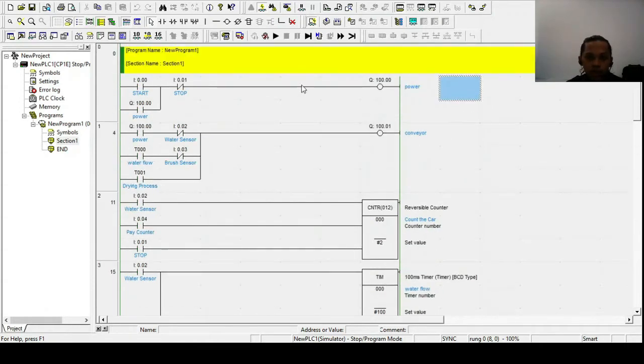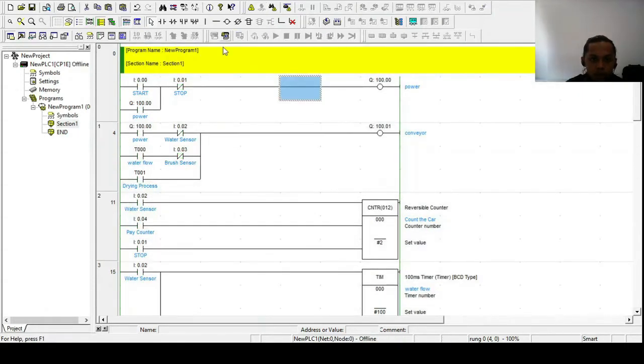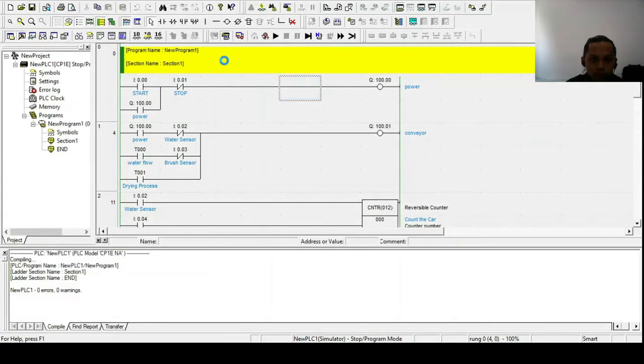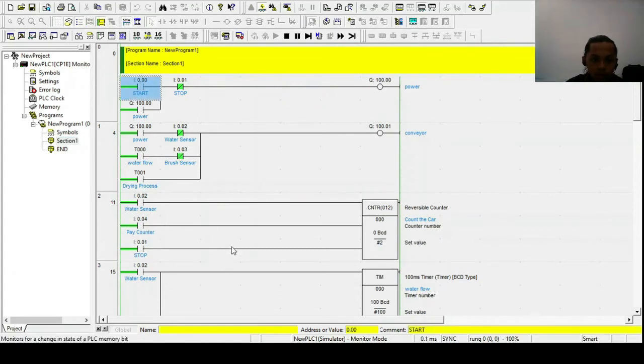Okay, now we start the simulation. Now start the process. Power is supplied to the car wash center, and the conveyor starts moving. We switch off the start button. When we switch off the start button, power is still on in the car wash center, where the conveyor, water sensor, brush sensor, and everything else is now started.